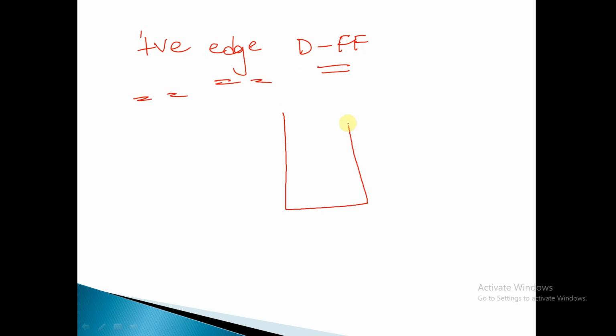Let me draw the diagram for this also. D, Q, Q bar. This is my input, and this is my clock signal. My first question is, what is meant by a positive edge D flip flop? What does it mean?